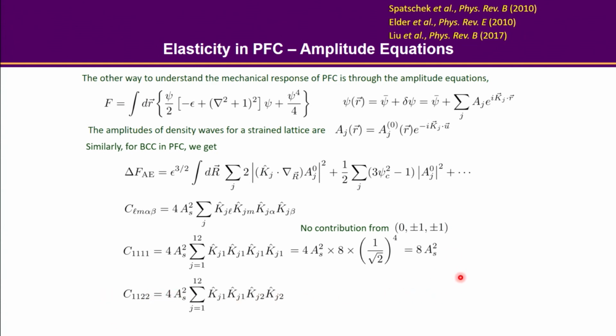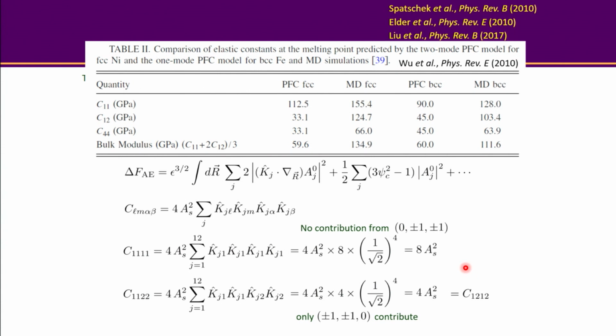For C1122, you can do the same thing. So you are getting this 1122. You are expecting that it's only coming out non-zero from this +1, plus minus 1, plus minus 1, 0, right? So you only have 4 contributions in other words, right? So this will be 4A squared. And the same thing for 1212, because you always should have a non-zero x and y component, so you can get that. So that's exactly what you are expecting from the PFC.